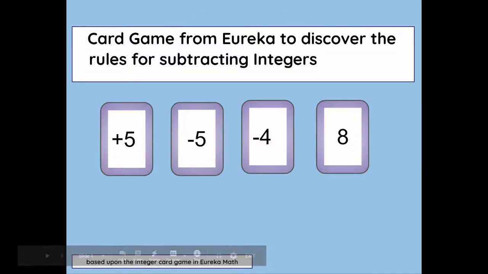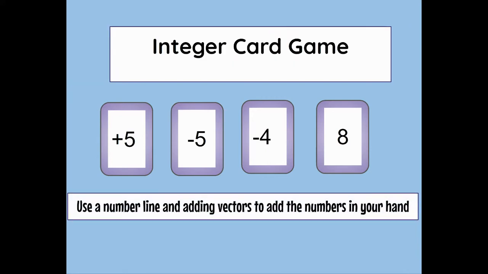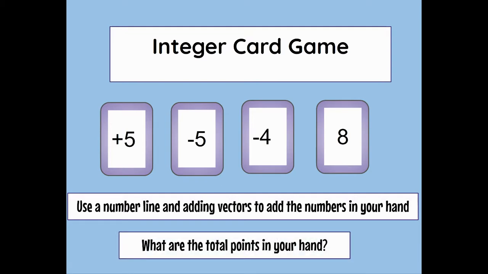In this video, we're going to use the card game from Eureka to discover the rules for subtracting integers. Use a number line in the vector model to add the numbers in your hand. What is the total point value?